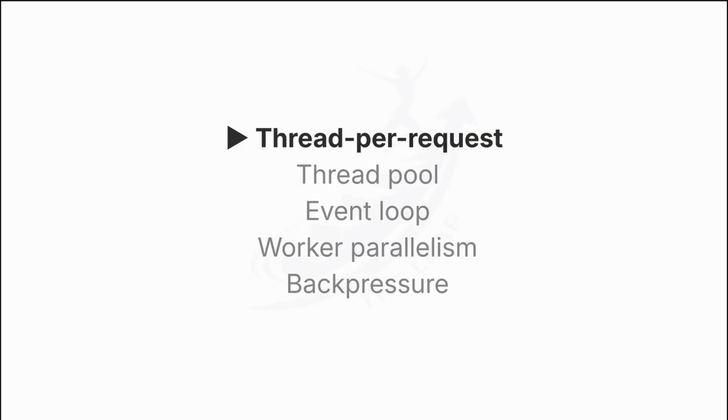To understand that, we need to look at how server architectures evolved. Because the way the server handles concurrency today did not start from where it is now. It evolved through several designs. Let's start with the most intuitive model.